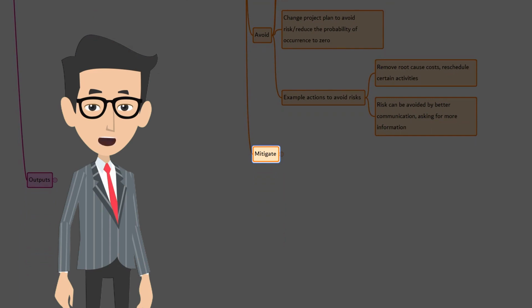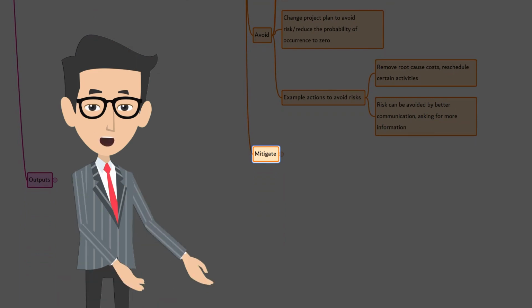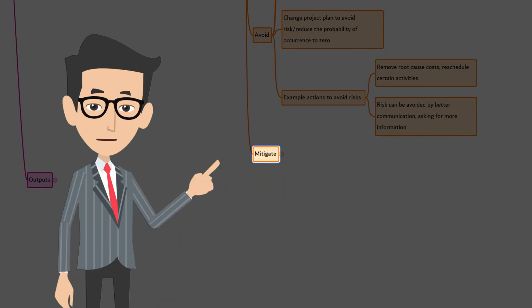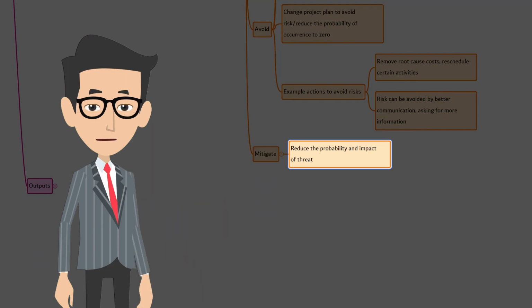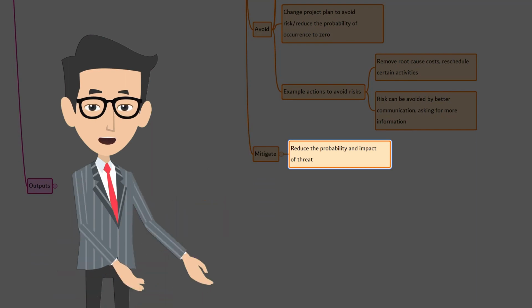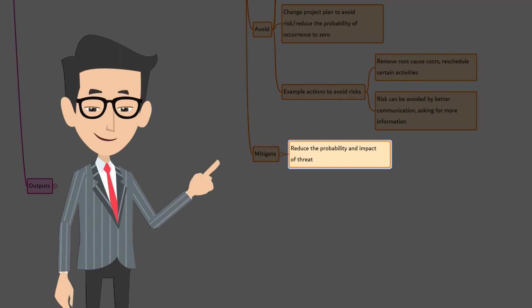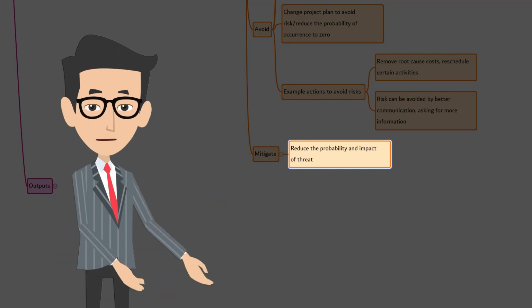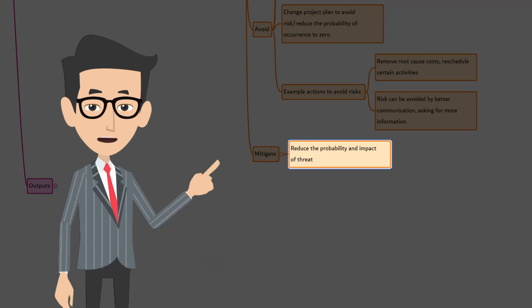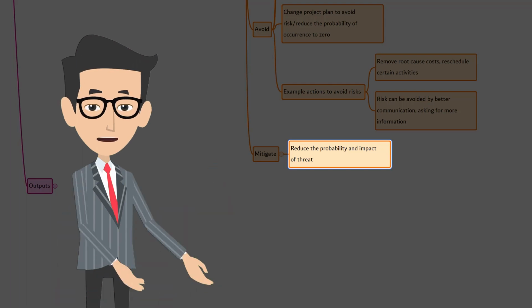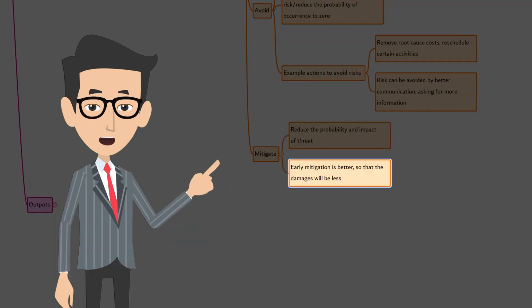The next strategy is mitigate. If you can't avoid the risk, what is the natural action? Exactly, you try to reduce at least the probability and the impact of the threat. And that's what you do in risk mitigation. In risk mitigation, you take actions to reduce the probability of occurrence and/or the impact of a threat. Early mitigation is better so that the damages will be less.